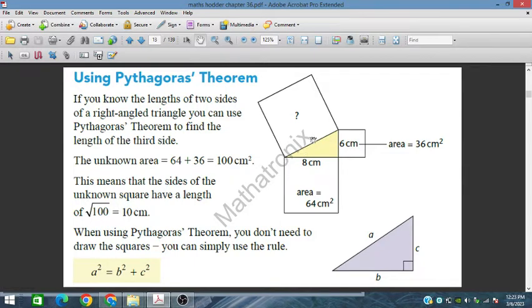So if this is A, this is B, and this is C, then A squared is equal to B squared plus C squared. So this A squared is equal to B squared plus C squared. This is basically the Pythagoras theorem, in simple form. So we will discuss this in this session.